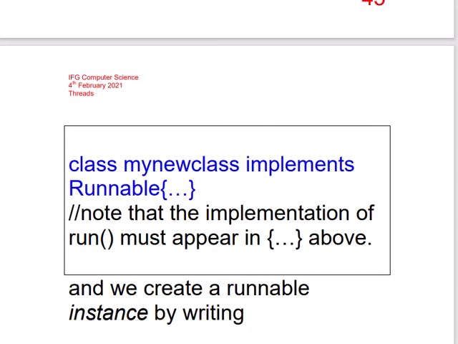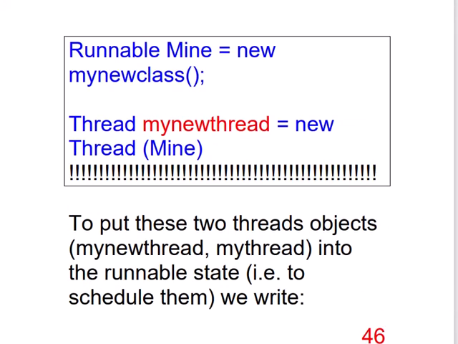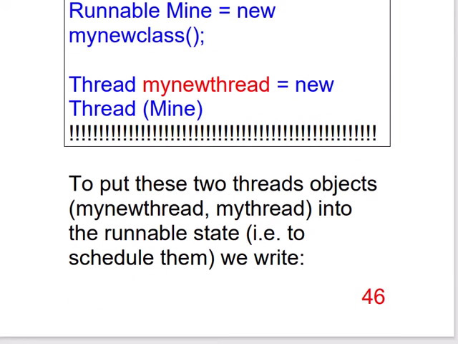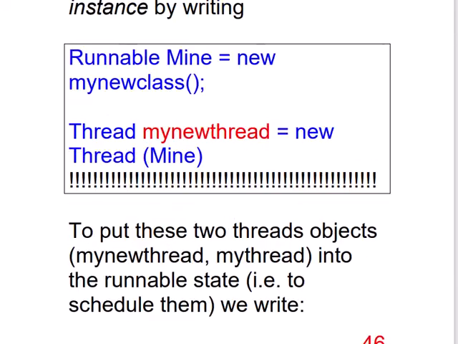So, this is the only tricky bit in the whole of the presentation. It looks tricky, it's not actually tricky. So what I can do is to create a runnable object from my new class. Remember, my new class implements Runnable, and it's going to be of type Runnable.